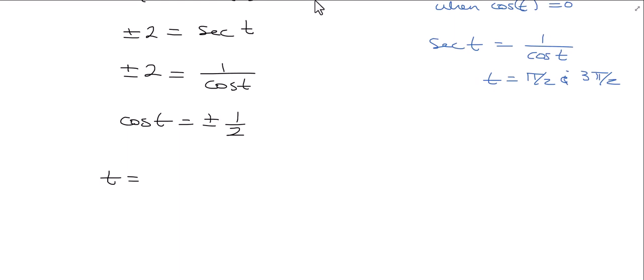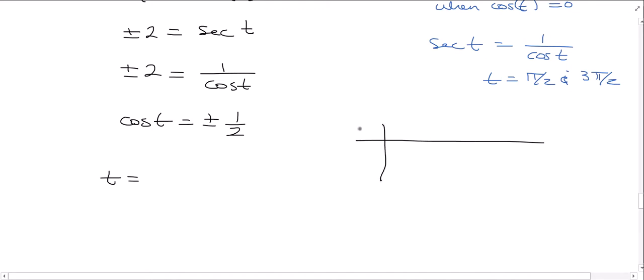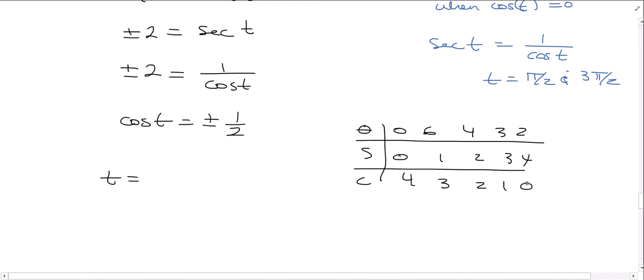So which one is our reference angle? Is it pi over 6 or pi over 3? Depending on how you remember your sines and cosines, I tend to use this little guy. So 0, 6, 4, 3, 2, those are my angles: 0, pi over 6, pi over 4, pi over 3, pi over 2. Sine of 0 is 0. So for cosine to be 1/2, I'm looking at cosine, so it's over here, and so pi over 3 will be my reference angle.